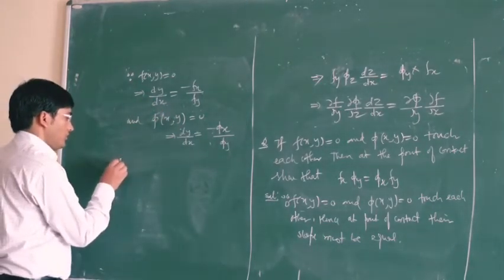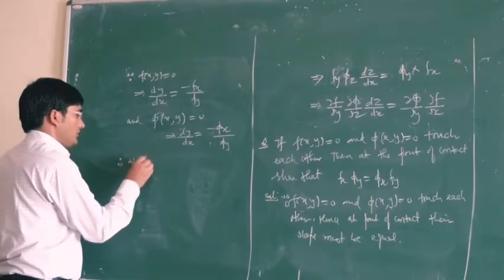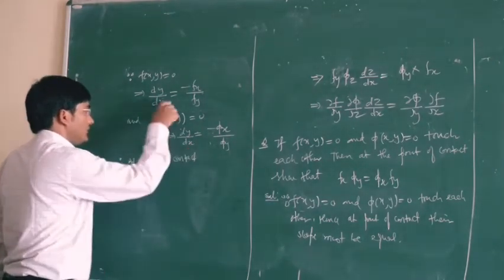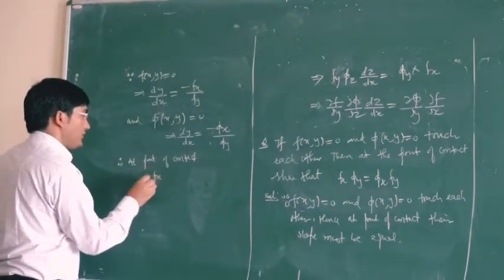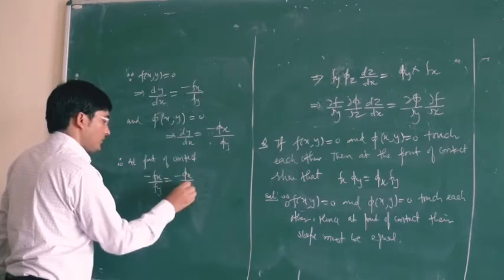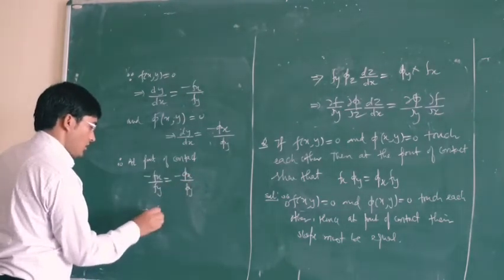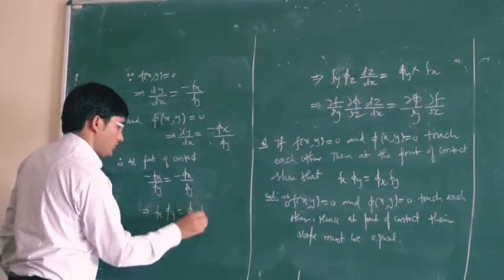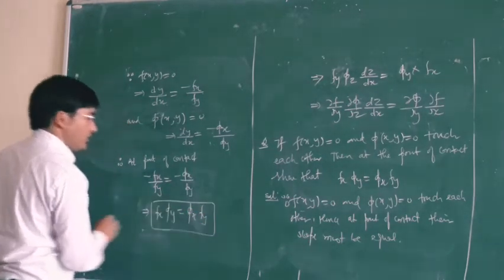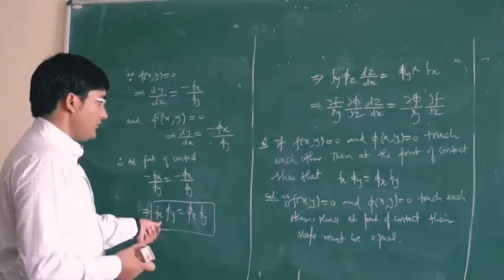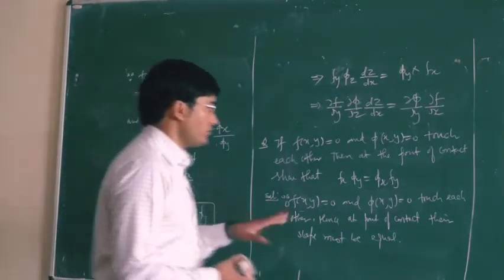Therefore at the point of contact, this is equal to this one, so we have minus fx upon fy equal to minus phi x upon phi y. On cross multiplication, fx into phi y is equal to phi x into fy. So this is what we had to prove. This is our solution.